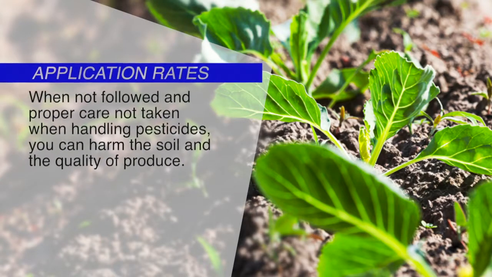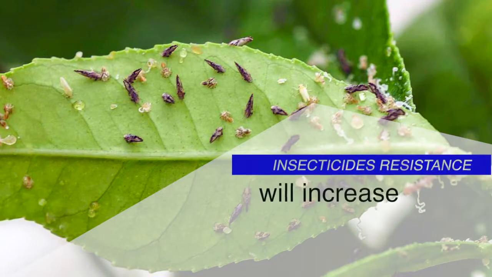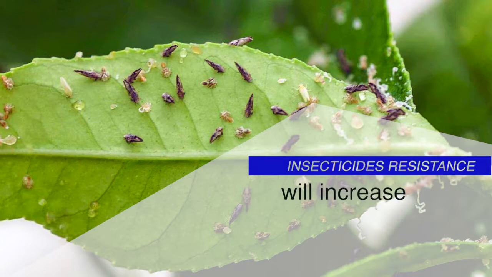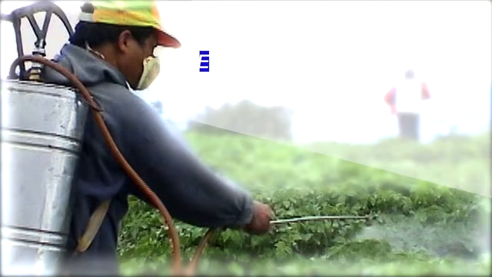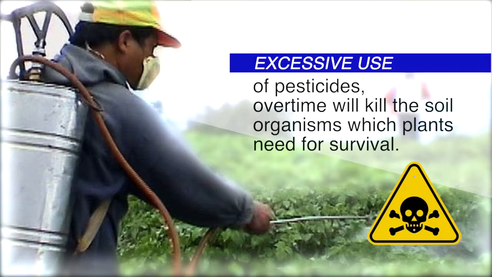When application rates are not followed and proper care is not taken in handling the pesticides, you can harm the soil and the quality of the produce. These can lead to increased insecticide resistance. Excessive use of pesticide over time will kill the soil organisms which plants need for survival. Once a chemical is sprayed, it remains active as poison for a certain amount of time.